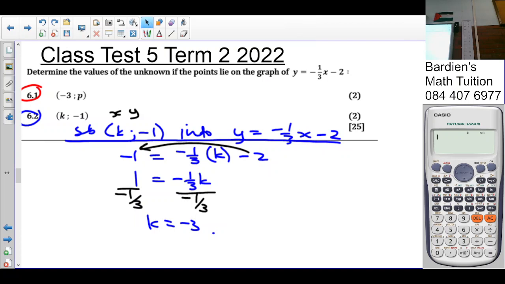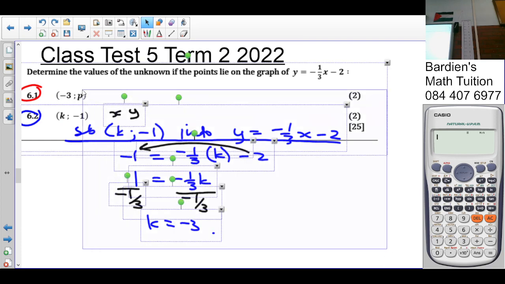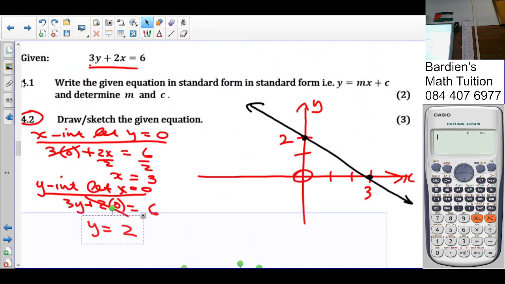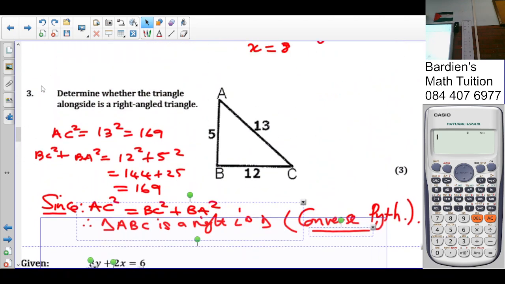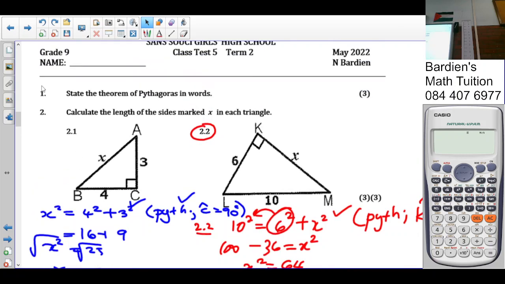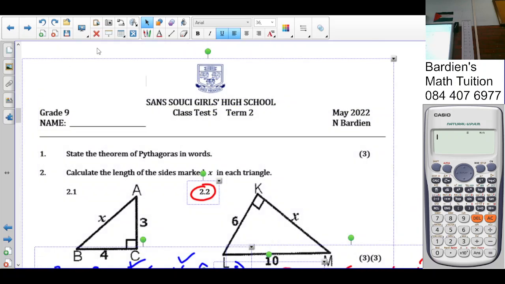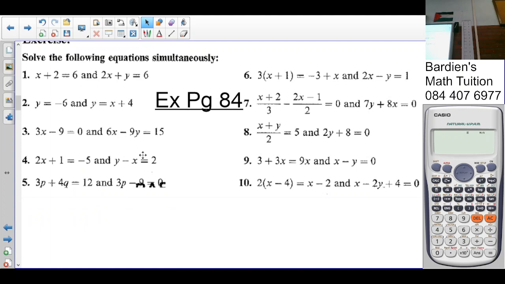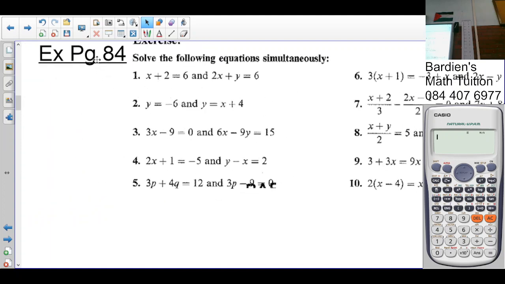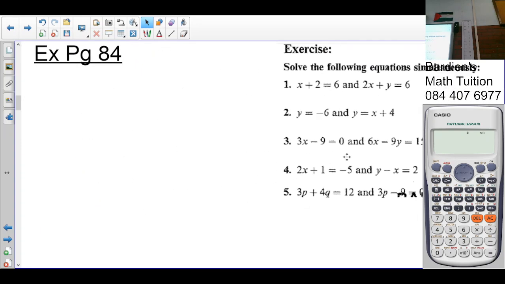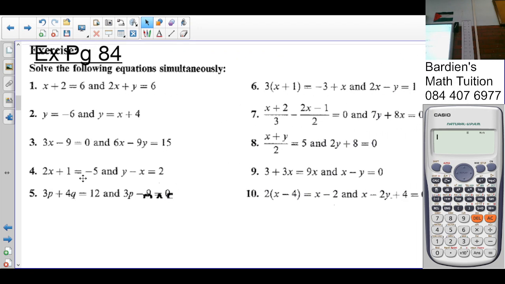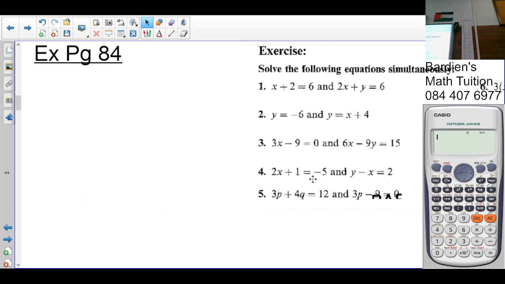Right, you guys understand? Any confusion? Don't forget Friday you're writing a test, no? So yesterday I gave you exercise, you had to do the odd numbers, correct? Okay, relax, relax. There are 10 sums.